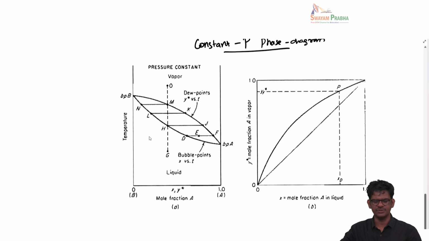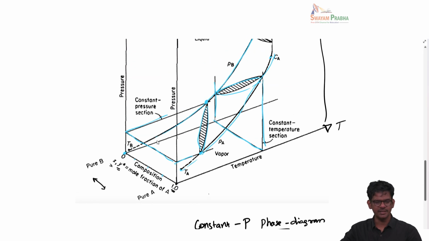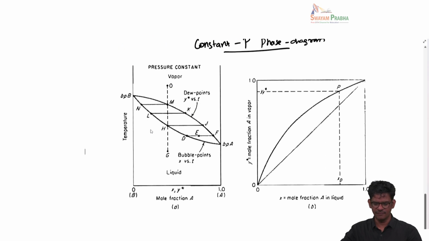This figure that you see here is actually cut by a constant pressure line. When you do that, you see the pressure is held constant. You can make different cuts though. Here we have taken one particular pressure and cut it, and you will see that there is temperature on the y-axis and composition on the x-axis. When you keep the pressure constant, temperature and compositions become variables here.